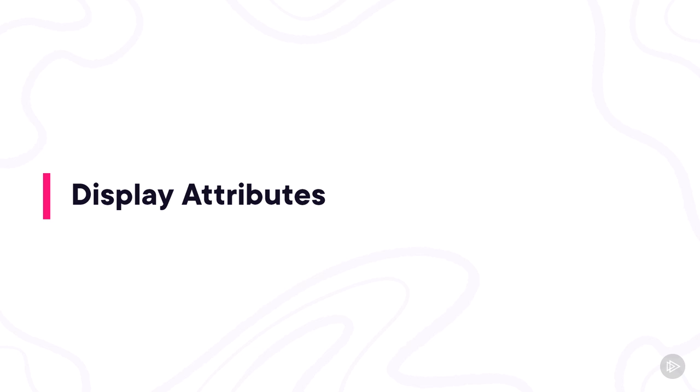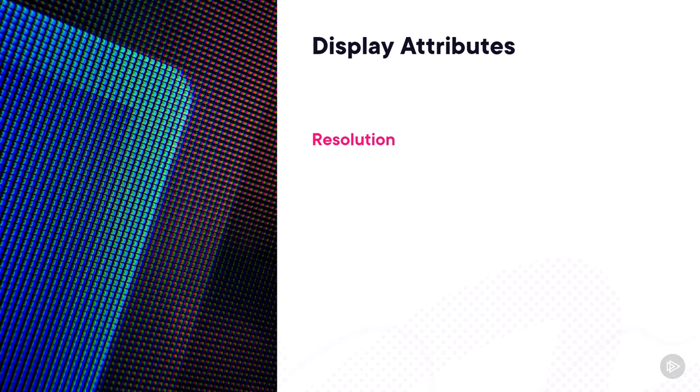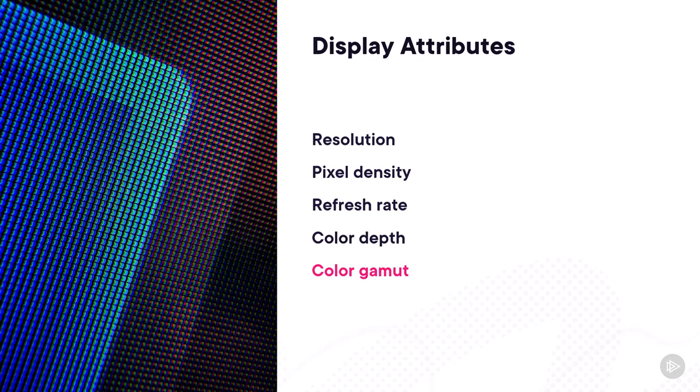This clip discusses display attributes, that is, how we specify displays. The main attributes we'll discuss here include resolution, pixel density, which is not the same as resolution, the refresh rate, color depth, color gamut, and a few other attributes that might be important when deciding between one monitor and another.